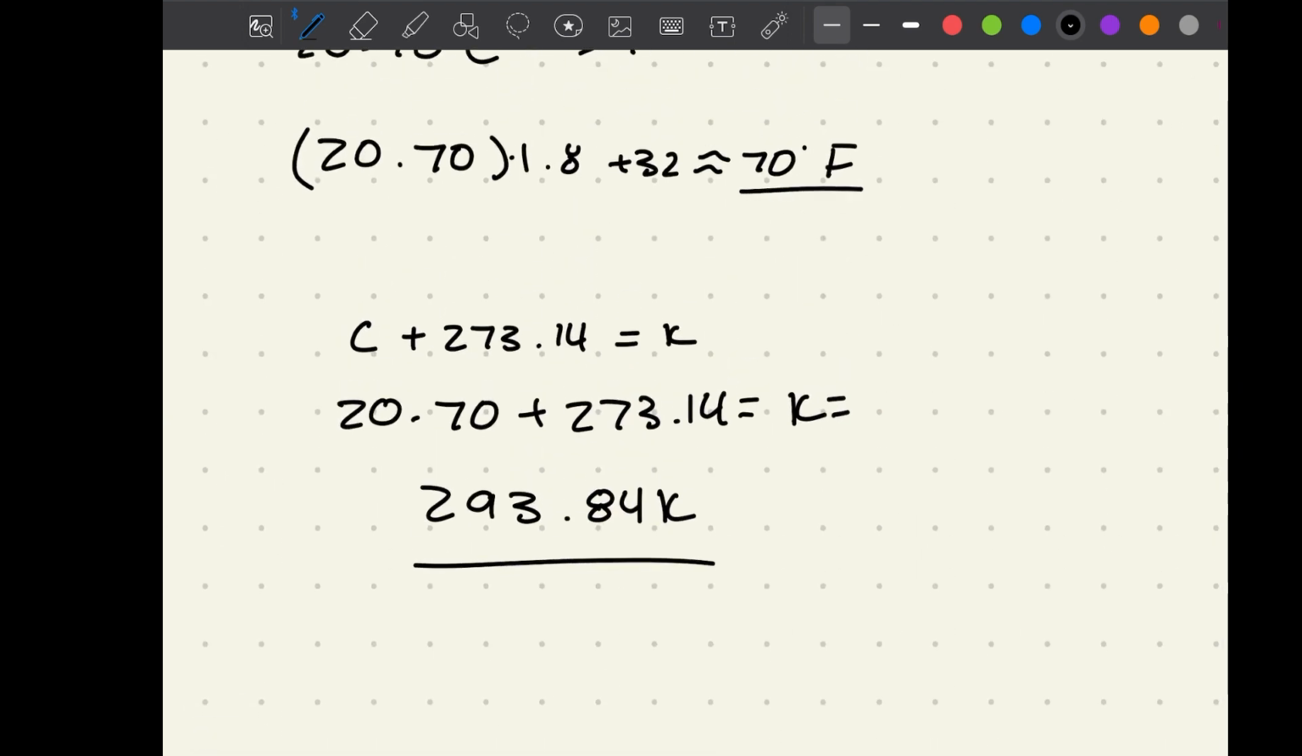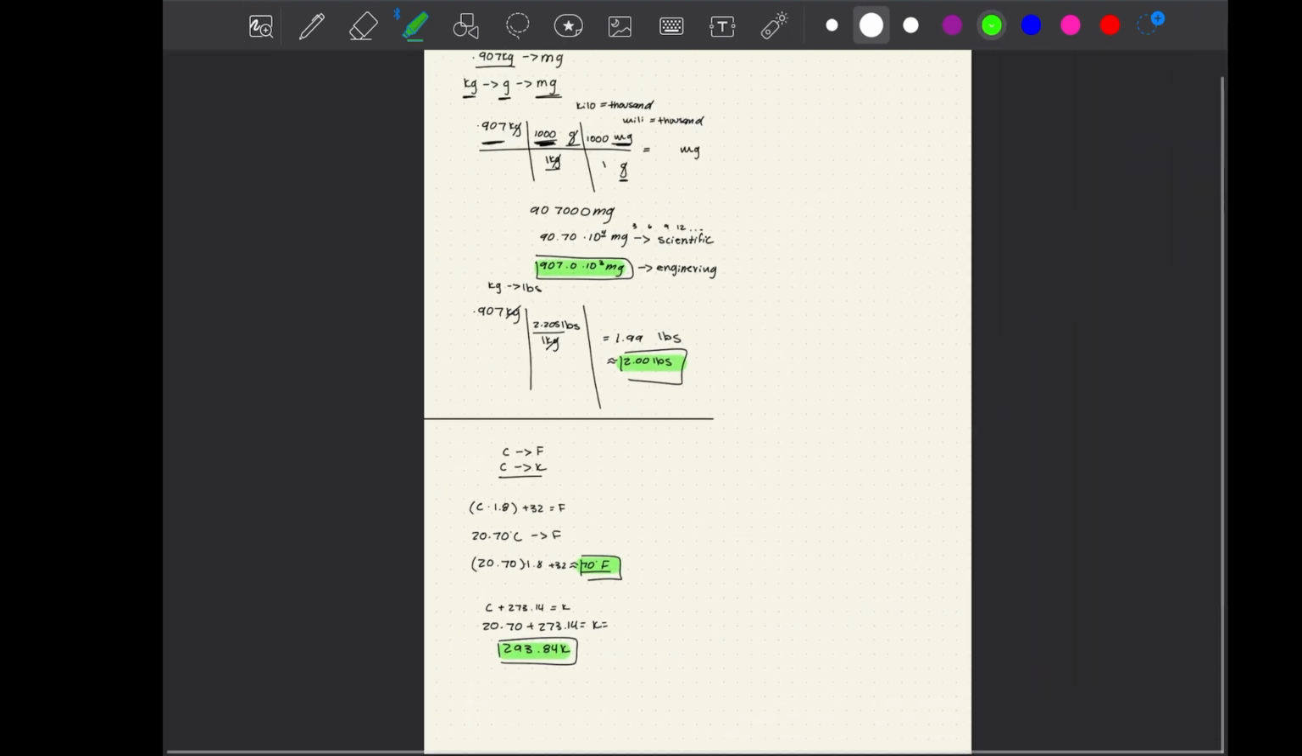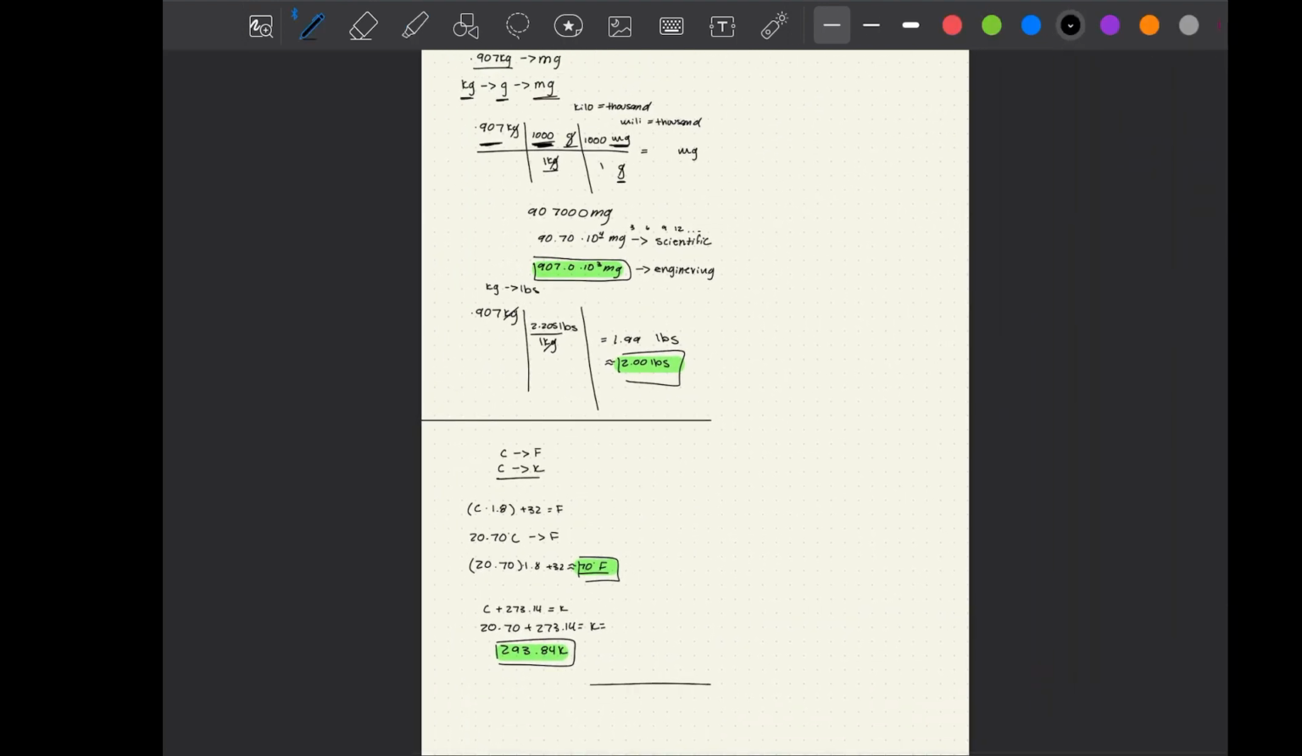So for here, we say 70 degrees Fahrenheit. We don't do the same thing for Kelvin. We just say 273 Kelvin. We box the answer, and you can just highlight it. And then now on to the next problem.